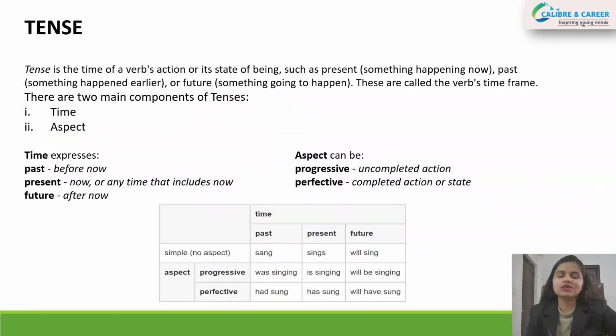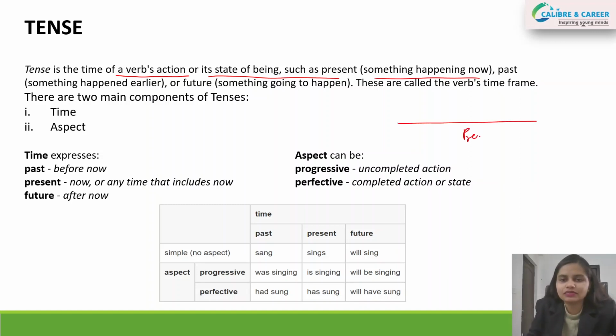Now talking about tense, what is the meaning of tense? Tense is the time of a verb's action or its state of being, such as present, something that is happening now. There are three types of tense: present, past and future. When you're talking about present, that means something that is happening now. For example, here it is present, it's past, and here it is future.